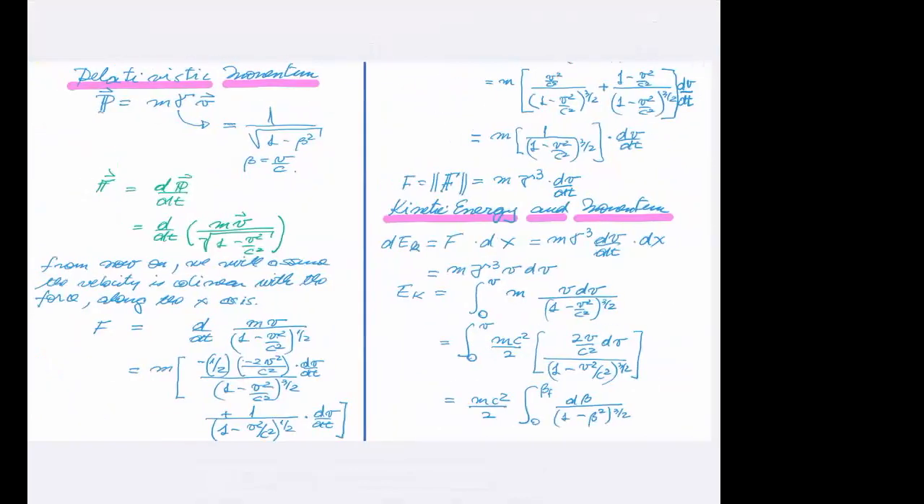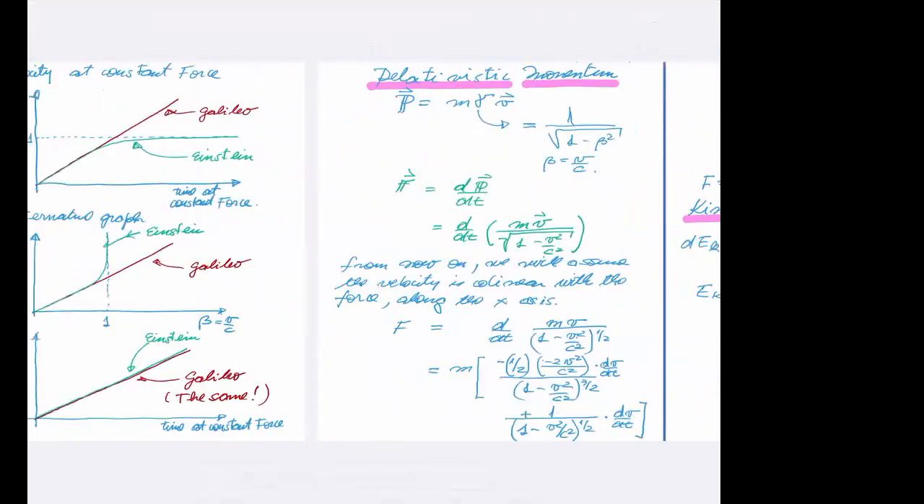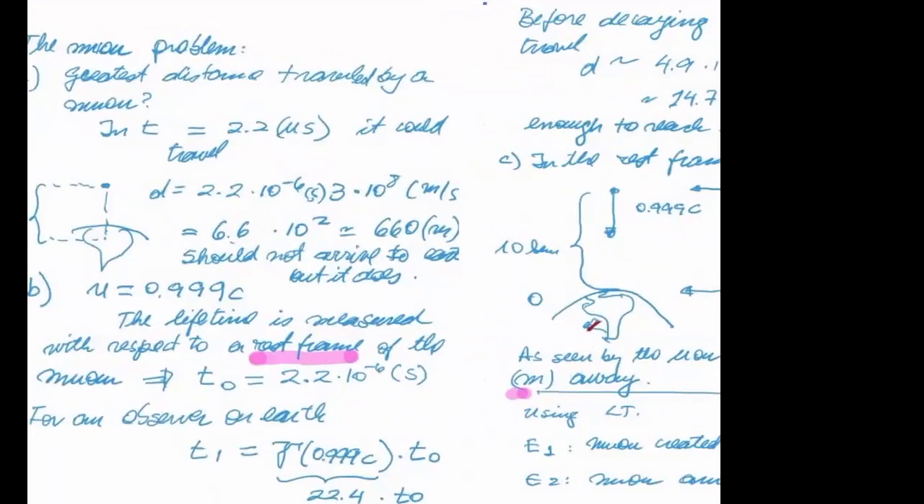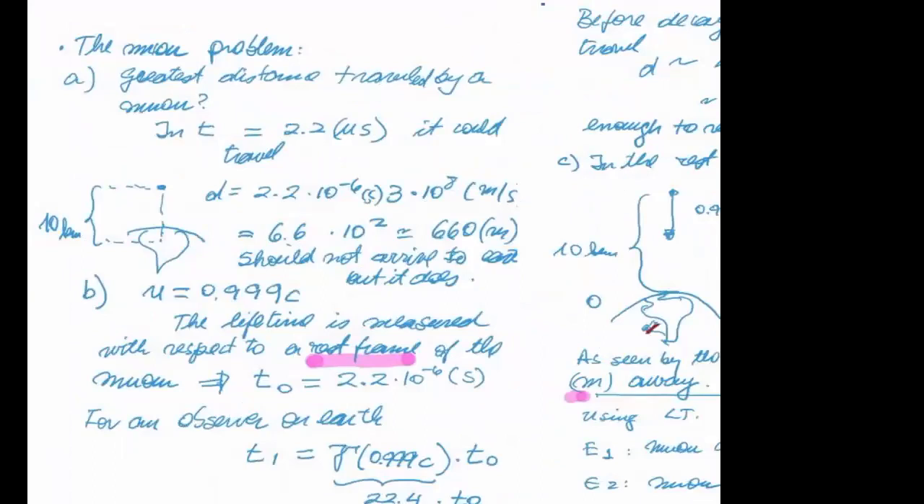Here it is. Okay. So the greatest distance traveled by a muon is, well, in time t. What is the time t? 2.2 microseconds. We know that they are created about 10 kilometers above the Earth's surface. So in 2.2 microseconds, it could travel at 0.9999 of the speed of light, which makes no difference for the purpose at hand.